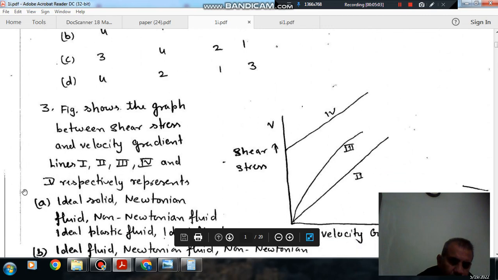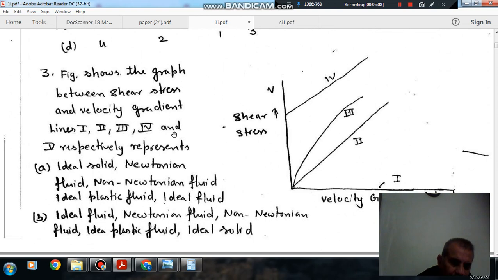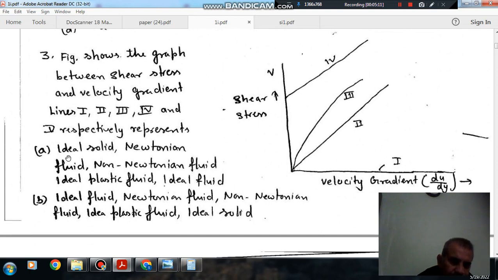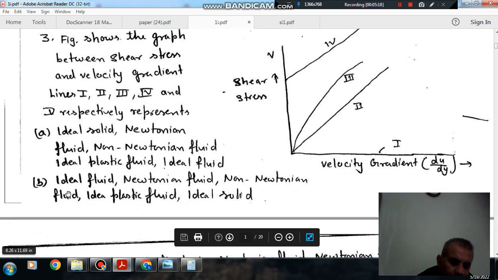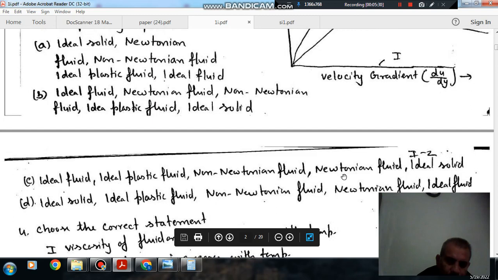Next, the figure shows the graph between shear stress and velocity gradient, lines 1, 2, 3, 4, and 5 respectively represent: option A, ideal solid, Newtonian fluid, non-Newtonian fluid, ideal plastic fluid, ideal fluid. Option B, ideal fluid, Newtonian fluid, non-Newtonian fluid, ideal plastic fluid, ideal solid. Option C, ideal fluid, ideal plastic fluid, non-Newtonian fluid, Newtonian fluid, ideal solid. Option D, ideal solid, ideal plastic fluid, non-Newtonian fluid, Newtonian fluid, and ideal fluid.